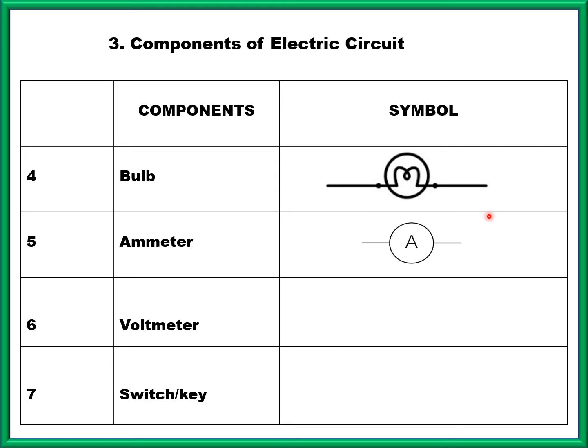Next, ammeter. This is how we draw ammeter in a circuit. This is the symbol of voltmeter. You can understand that the first letter of ammeter, A, is written inside the circle, and the first letter of voltmeter, V, is written inside the circle here. Now ammeter is used to measure electric current, whereas voltmeter is used to measure the voltage or potential difference in a circuit. These are two different quantities, two different things.